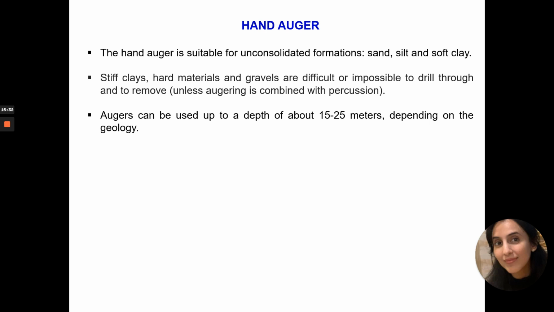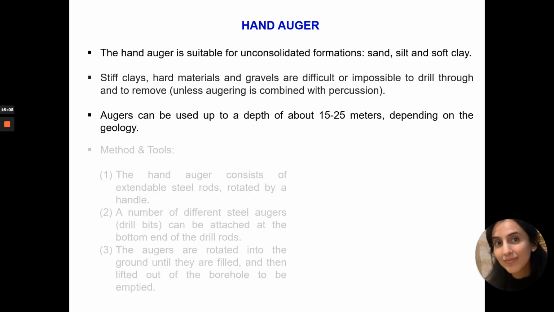Hand auger, from the title itself, it says hand auger, means you have to use your hand manually. You also have mechanical auger yang you pakai machine, but now we are discussing about the hand auger. Hand auger is suitable for unconsolidated formations like sand, silt, and soft clay because you're using your hand manually. It's not suitable for boulders or batu ataupun gravels. Stiff clay, hard materials, and gravels are difficult unless augering is combined with precaution. Augers can be used up to depth of about 15 to 25 meters depending on the geology.